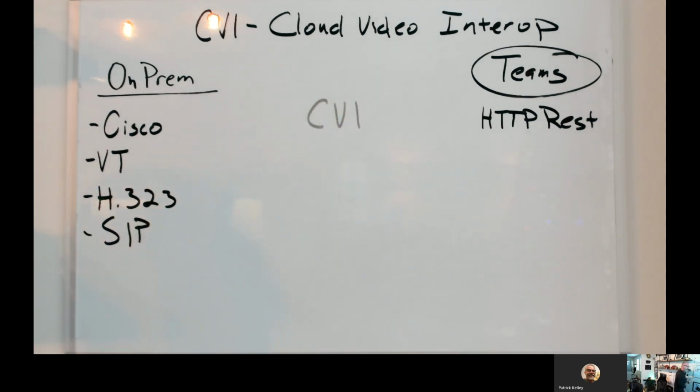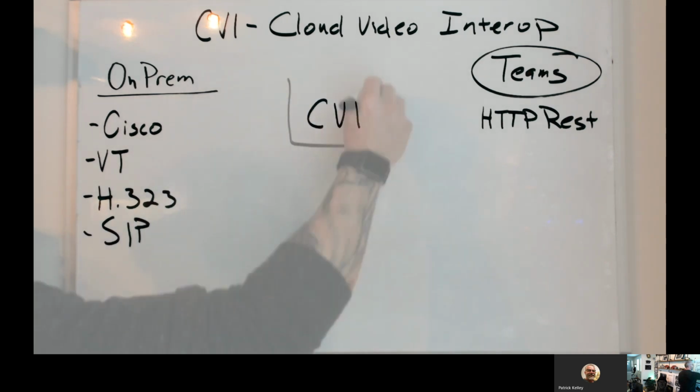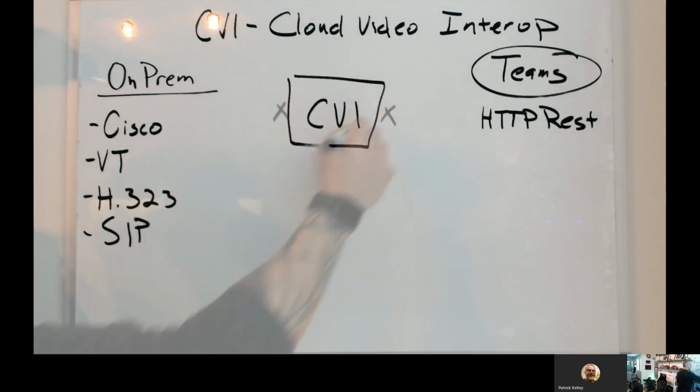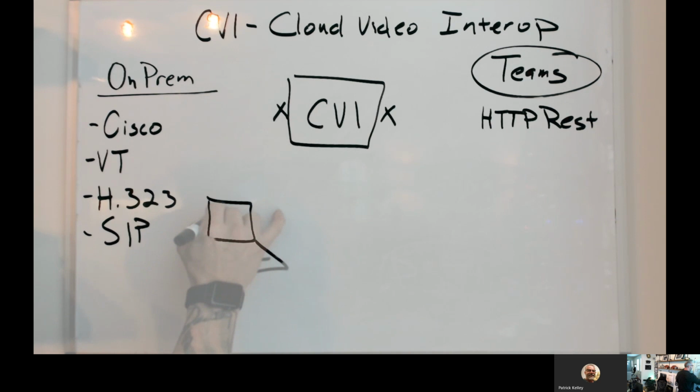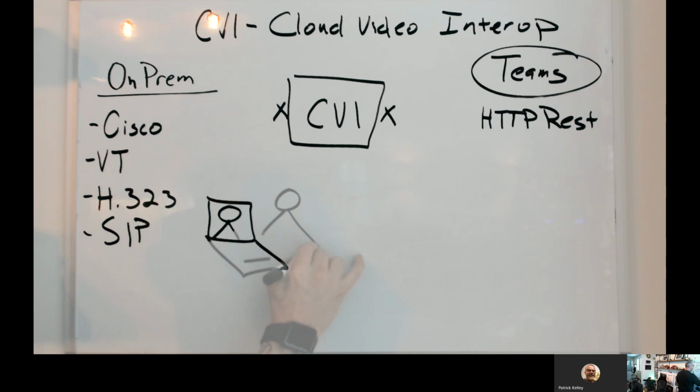CVI, Cloud Video Interop, is a cloud solution that sits obviously in the cloud and basically has two sides to it, right? So to simplify it, we have a side right here and we have a side right there. What happens is that basically this is a translator. It translates the language of H323 and SIP to the Teams world. So when you start a meeting, right, you have the ability to start a meeting from any laptop or conference room, right? We'll just draw a laptop, right? We're gonna have a person doing a teleconferencing here, talking to a person in the room.